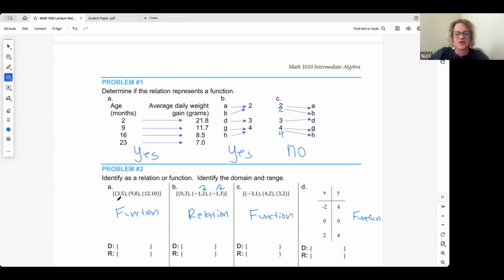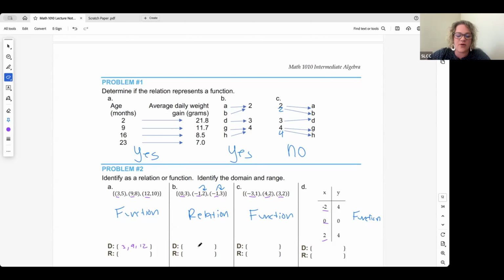Now, can you state the domain and the range? The domain are the input values. So the first value in each ordered pair, or looking in the chart, the x values. So you just list them in order from left to right. 3, 9, 12. So 3, 9, 12.